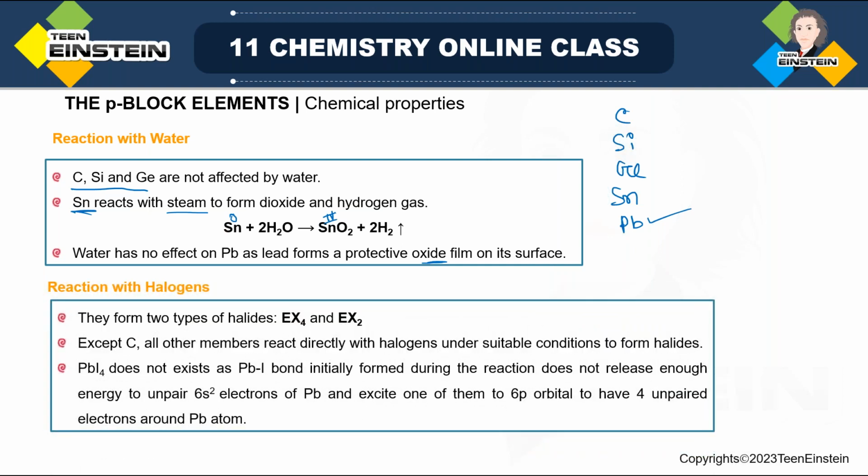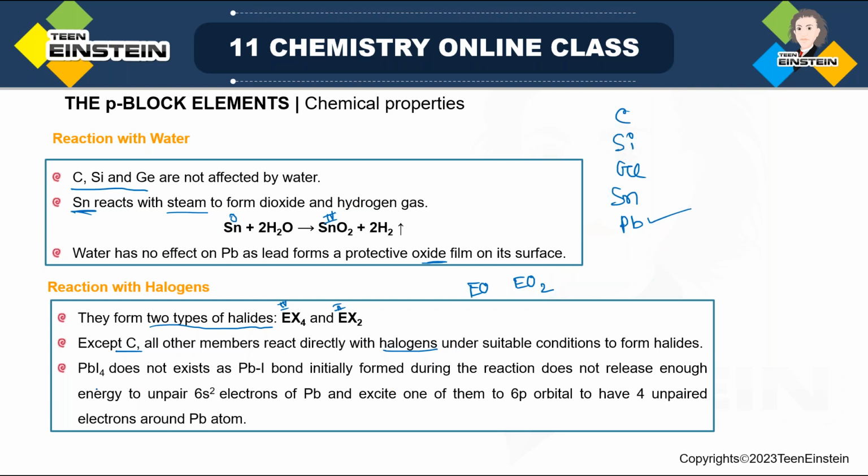Reaction with halogens. When they react with halogens, there are two types of halides, just as in the case of oxides you have seen there are two types: one is EO, another is EO2. When it is +2 state, it will form a halide like EX2, that is the formula. But when it has +4 oxidation state, the formula is EX4. Except carbon, all other members react directly with halogens. Carbon will not react directly with halogens, but the other members, under suitable conditions, can react directly with halogens.